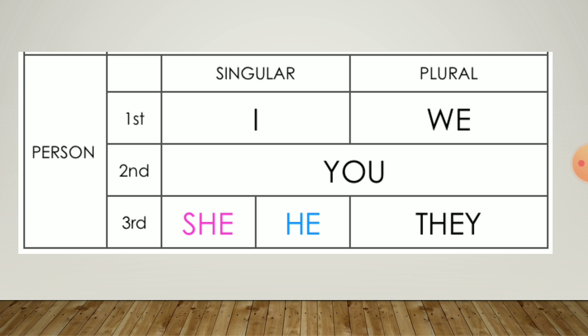Now let us categorize the singular and plural pronouns. For first person singular, we use the word I to replace the noun. For first person plural, we use the word we to replace the noun. For second person plural and singular, we use the word you to replace the noun. For third person singular, we use the words such as he, she, it to replace the noun. For third person plural, we use the word they to replace the noun.